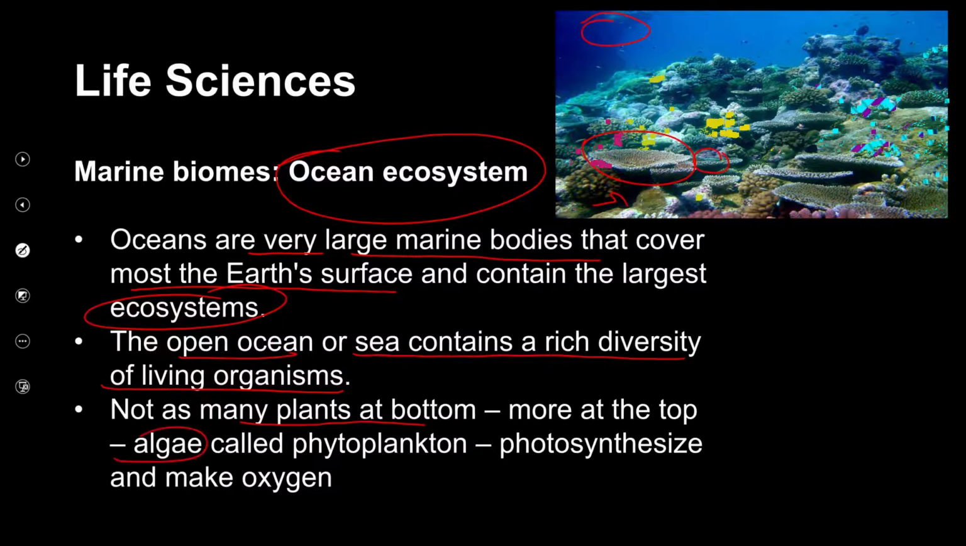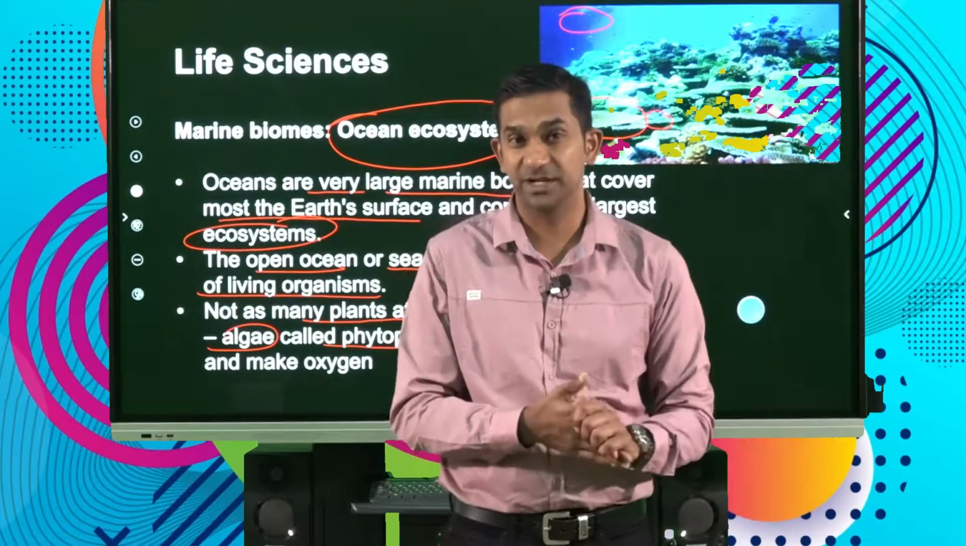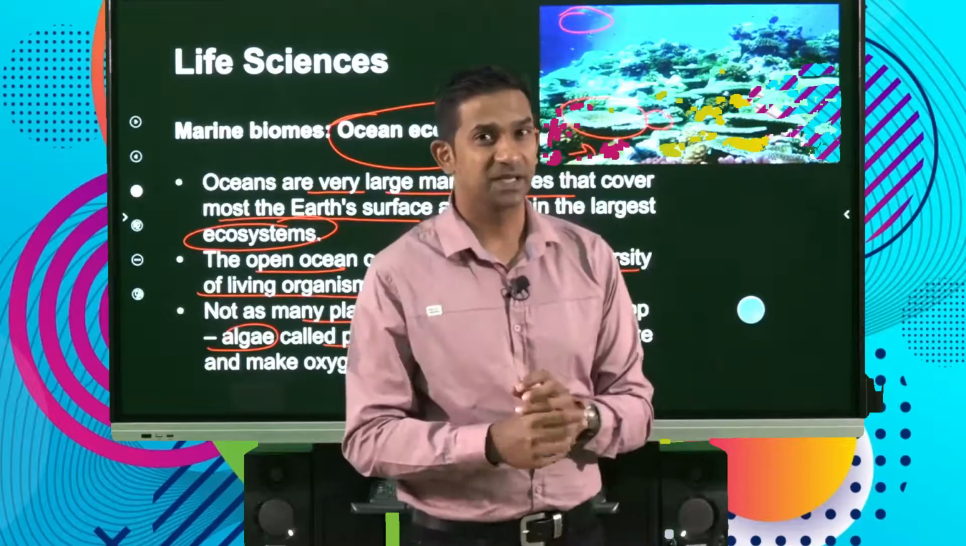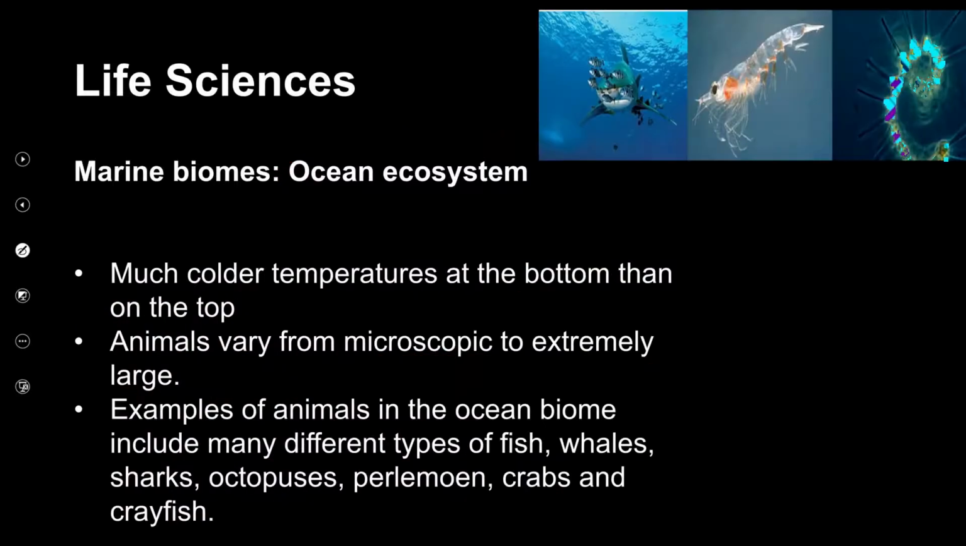So algae called phytoplankton will form a major part of these ecosystems, and phytoplankton are responsible for the production of oxygen on Earth. They are able to photosynthesize and make the oxygen, which contributes significantly to the oxygen on the surface of the Earth. So these have much cooler temperatures in the water, because of very little light penetrating to the bottom. The water is much warmer on the surface, and so there's a different distribution of life forms in these ocean bodies.